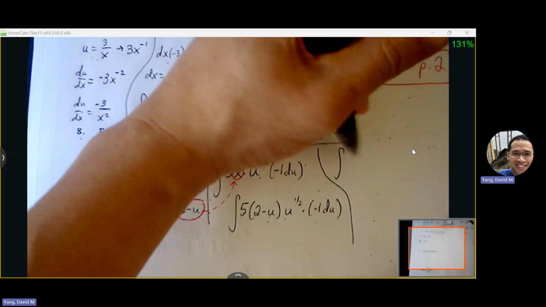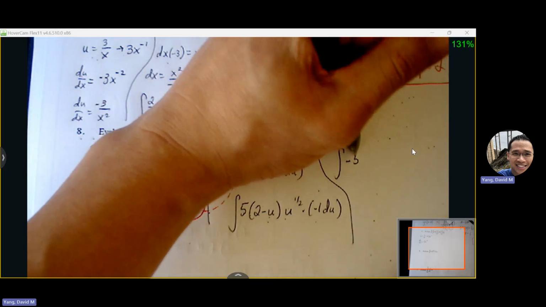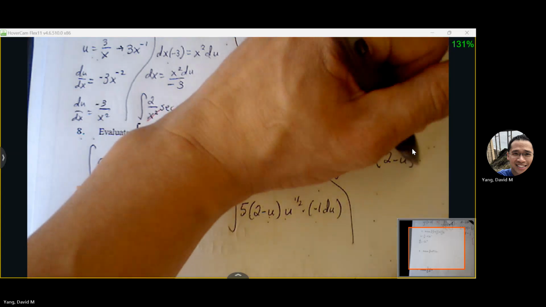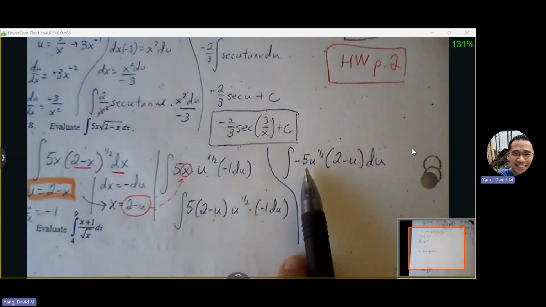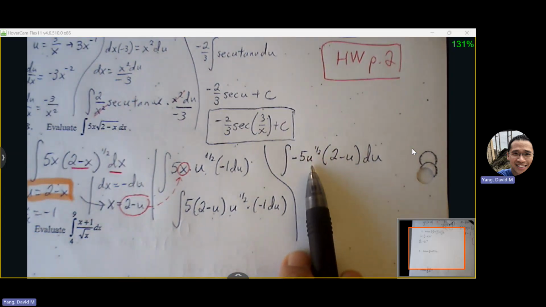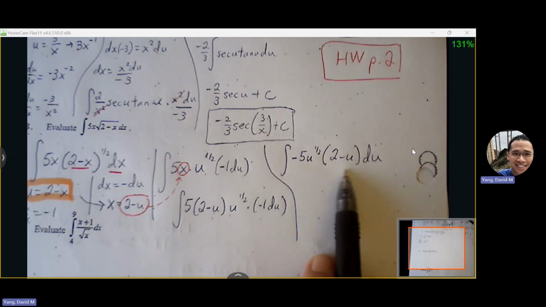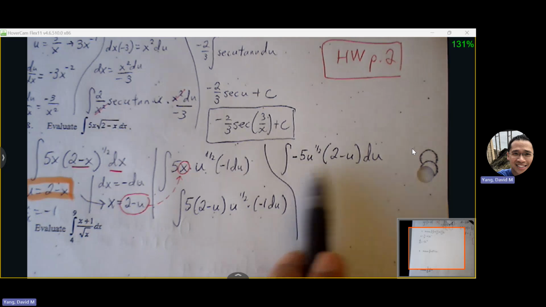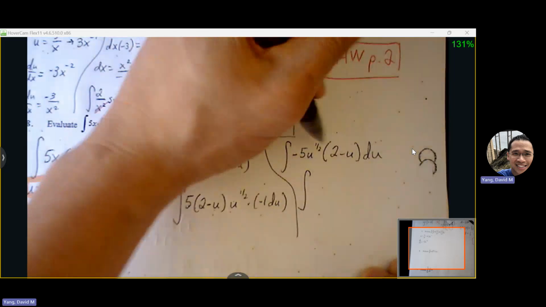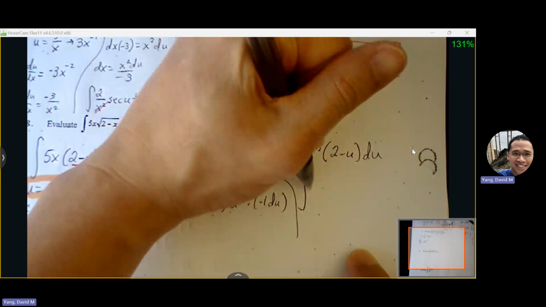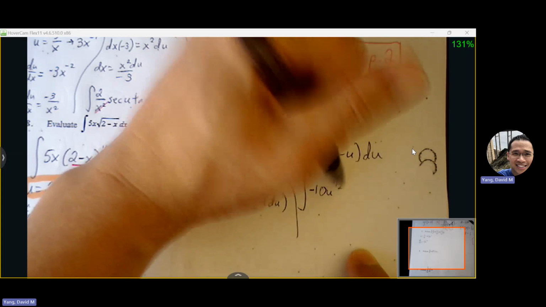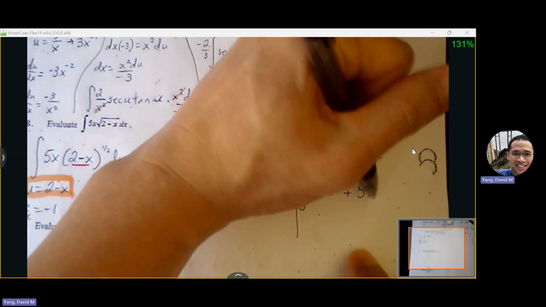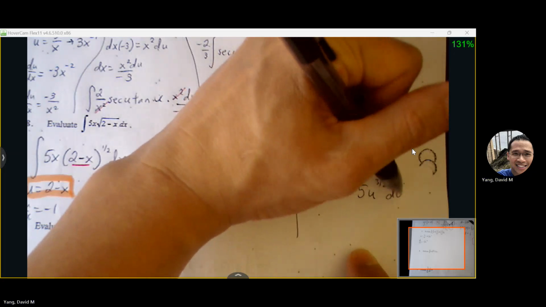So I'm going to just hold the -5 and the u to the 1/2 in front. To me, that feels a little bit cleaner because then I can just treat this like one term and just distribute through. And once I distribute through, I should be ready for power rule. So multiply this out, distribute the -5u to the 1/2 through. I get -10u to the 1/2 plus 5u to the 3/2 du.